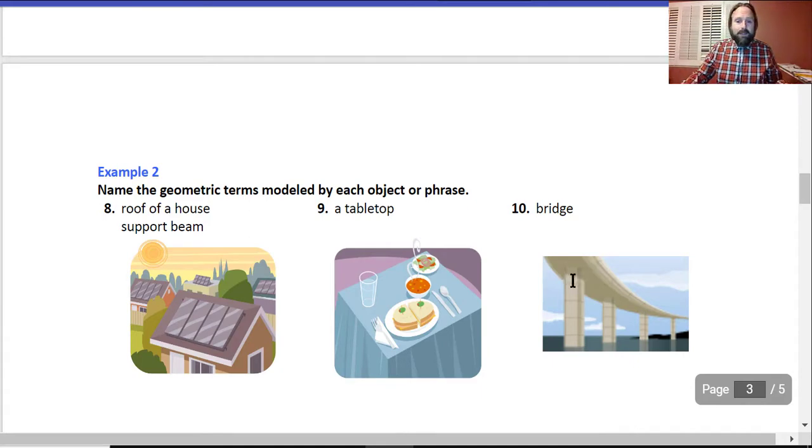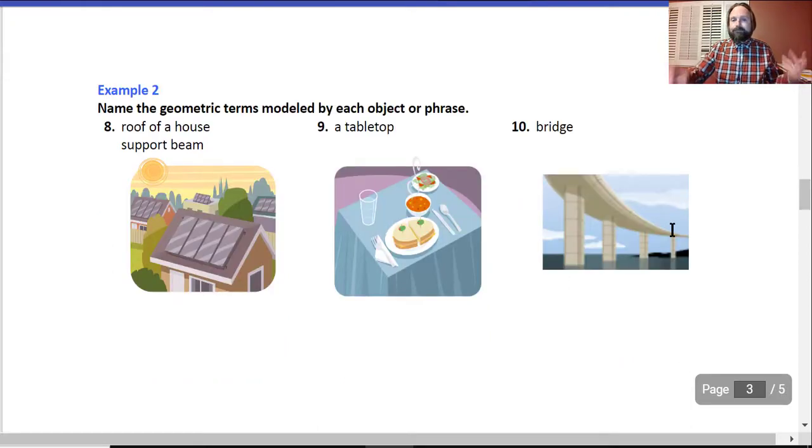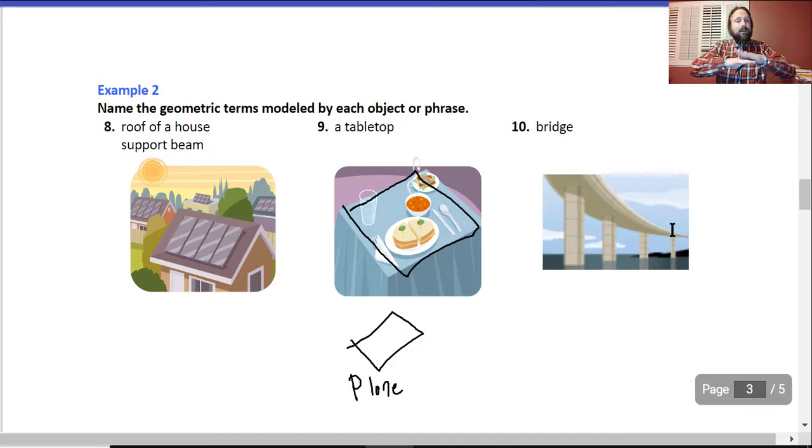Like for the first couple, hey, look, the tabletop. If I draw it right here, it's going to be a plane because it is more than just one dimension. It's going to be two dimensions. We have an X and a Y, but that's it. There's no height to it. So it's a plane. Now this bridge, I know it curves, but it's going to be a line.